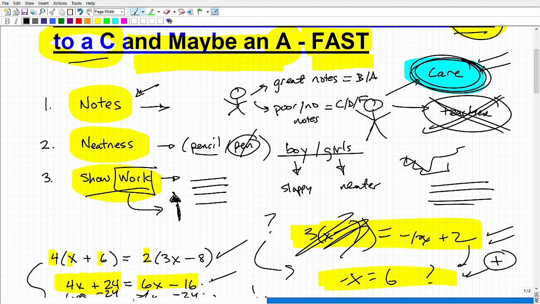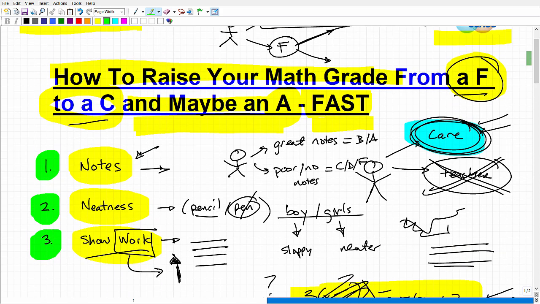All right, so believe me when I tell you, if you focus on your notes, your neatness, and showing your work, you're going to dramatically improve. Now, of course, this isn't just magic.